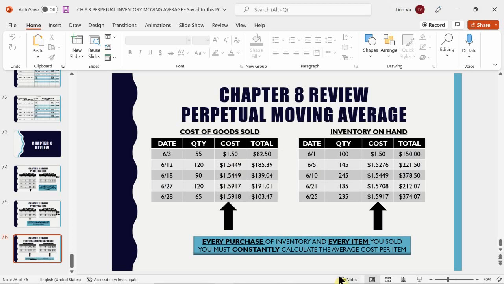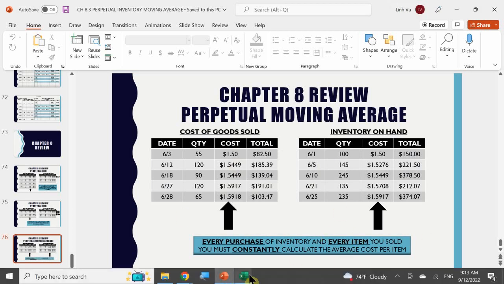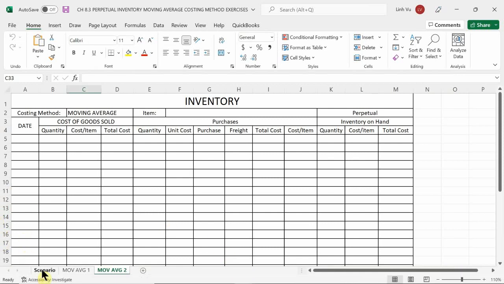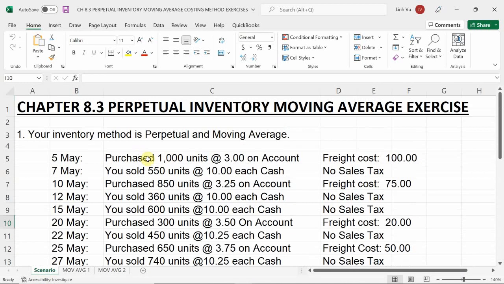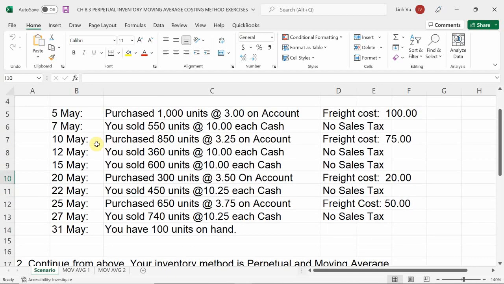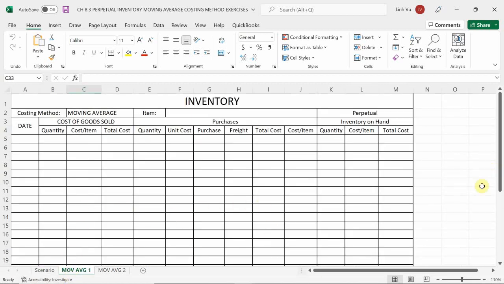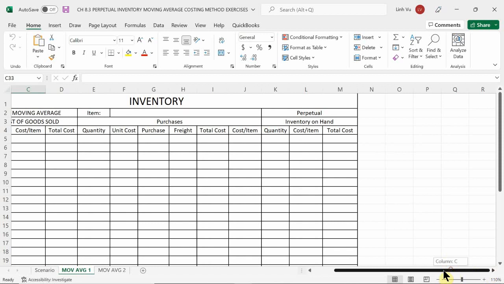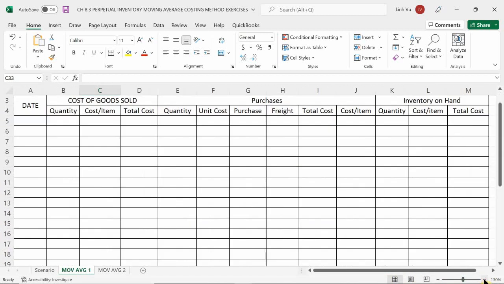All right, so let's dive right into the chapter 8.3 exercise here. Question number 1 says your inventory method is perpetual and it's moving average. So here, May 5th, we purchase 1,000 units at $3 each with the freight costing you $100. This is where I'm going to start dropping the colors, because we don't need any colors, since we're going to take the average of every single one. There's no need to keep track of which batch came first and which batch came last, right? So in this case, May 5th, we purchased 1,000 units at $3 each with a freight of 100.